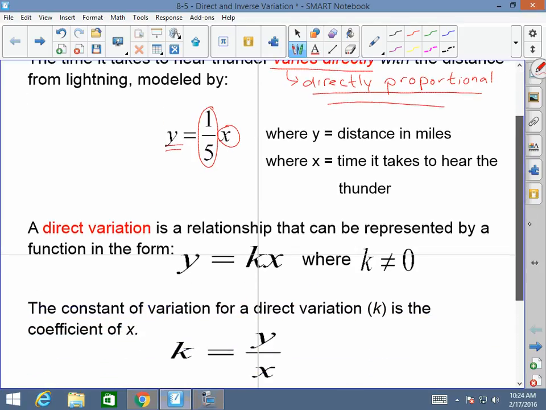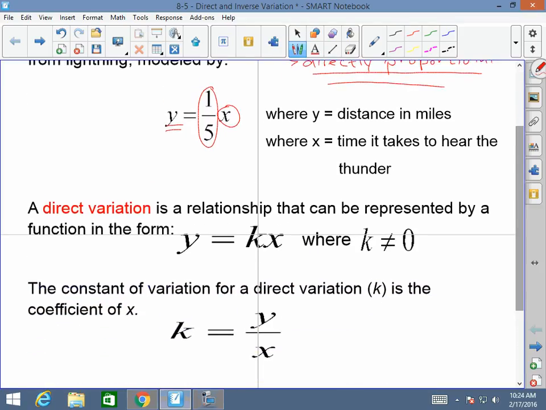When you have direct variation, it is a relationship that can be represented by a function in the form of y equals kx. k is very important, and that is the key to every single direct or inverse variation problem. k is the key. k is the constant of variation. That is the one thing that is constant always. It never changes. In this example, the 1/5 is constant.